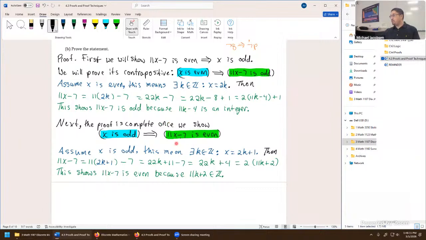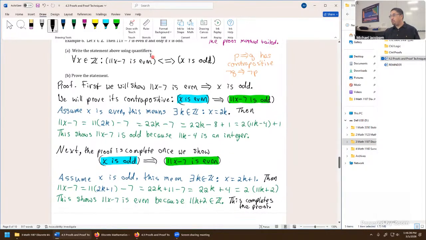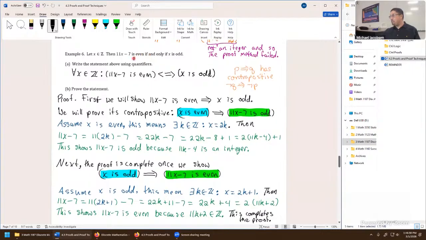And that was the last direction. We proved this direction here. So now the proof is complete right at that step. This completes the proof. So that's how an if and only if statement flows. Each and every time you encounter one of those, this is a really great strategy.